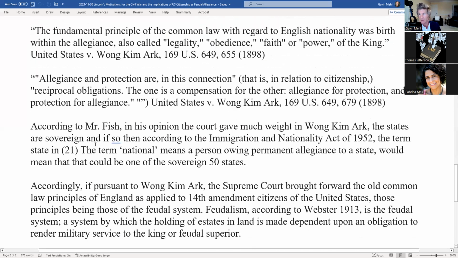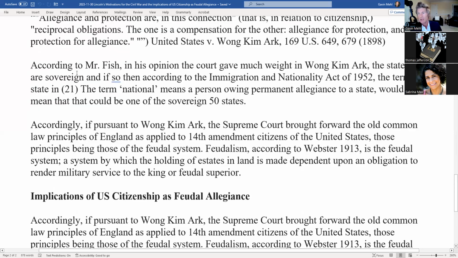So the fundamental principle of the common law regarding English nationality was, this is a quote from the case, "within the allegiance, also called legality or obedience, faith or power of the king," citing Wong Kim Ark. Also citing Wong Kim Ark, allegiance and protection in this connection, that is in relation to citizenship, are reciprocal obligations. The one is compensation for the other: allegiance for protection, protection for allegiance. I owe allegiance to the United States. The United States gives me protection.